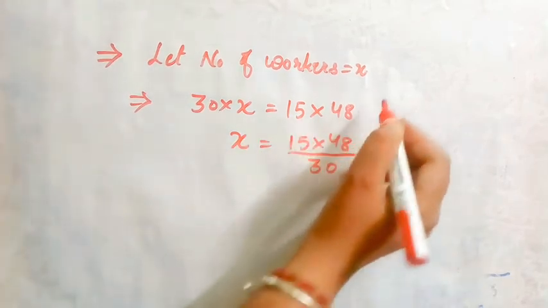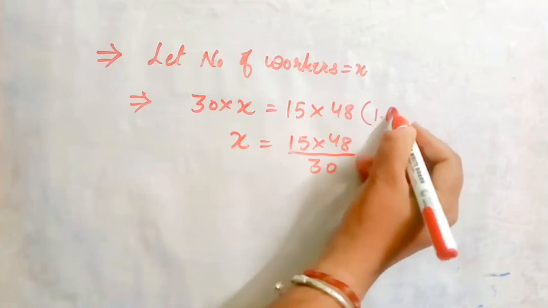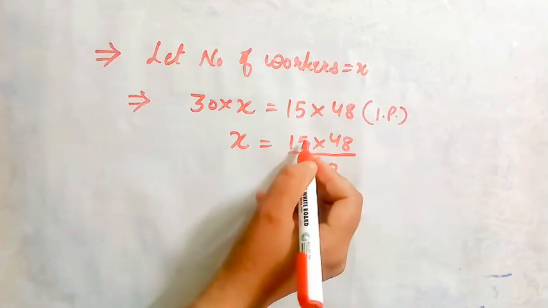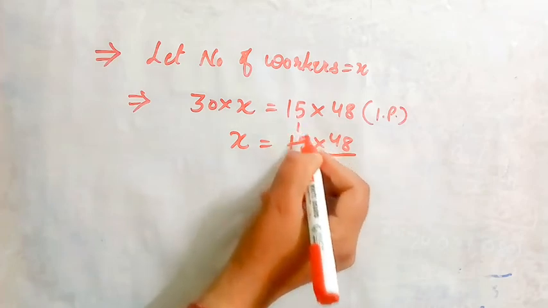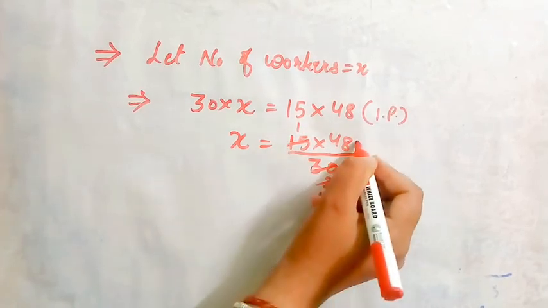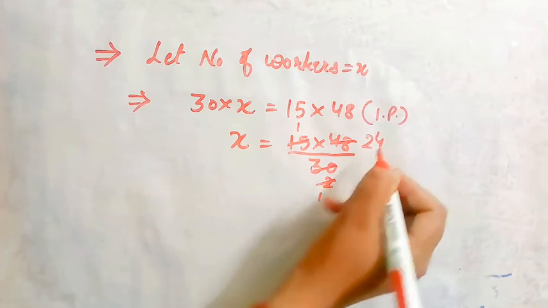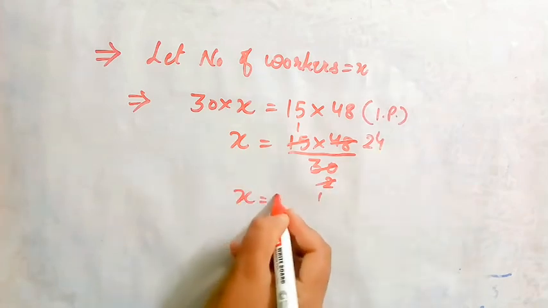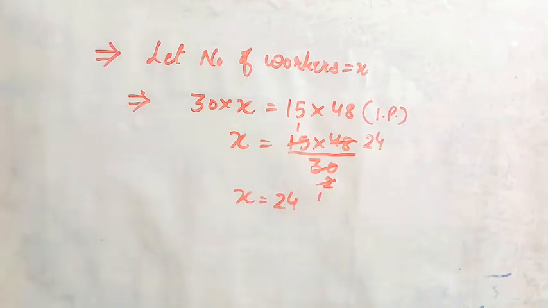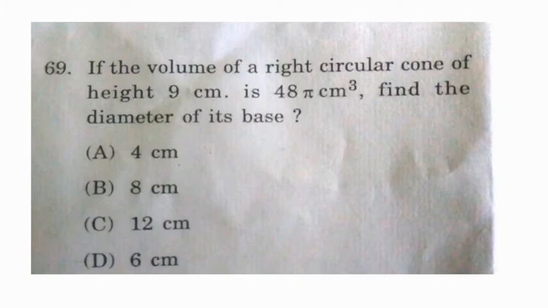15 2s are 30. Cancel it. We know it is inverse proportion and the product of variable is same. Therefore 15 1s are 15, 15 2s are 30 and 2 24s are 48. So x will be 24, is your answer.